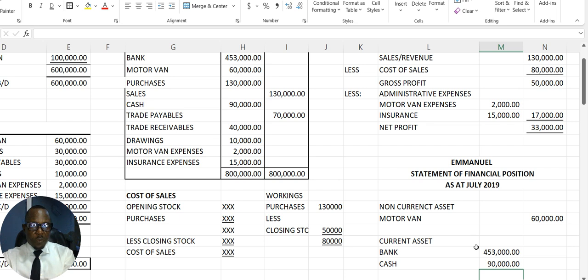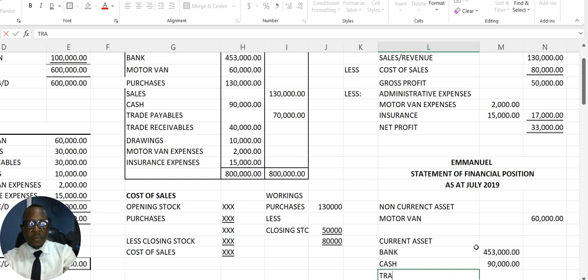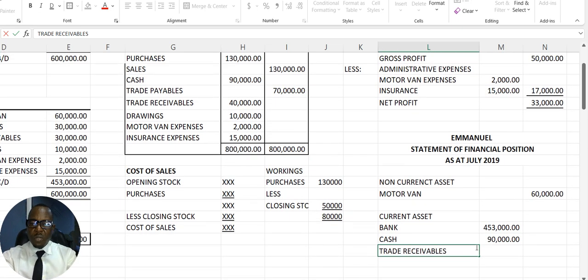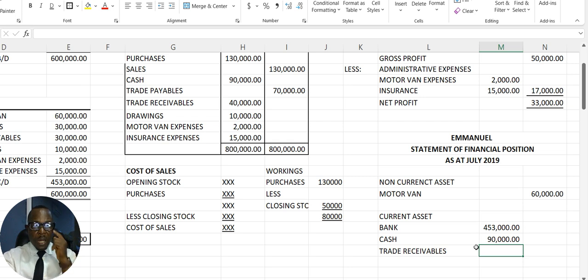All right, let's move on. What are the things under current assets again? Again, we have trade receivables. Right? Trade receivables. We have that as how much? 40,000. All right. I hope you're following.